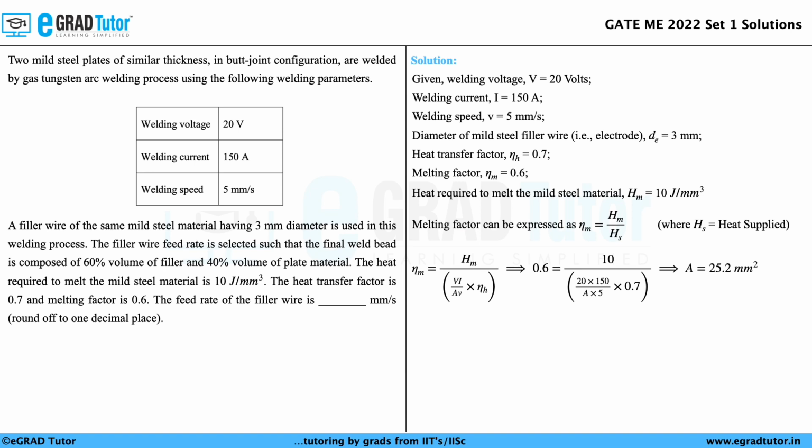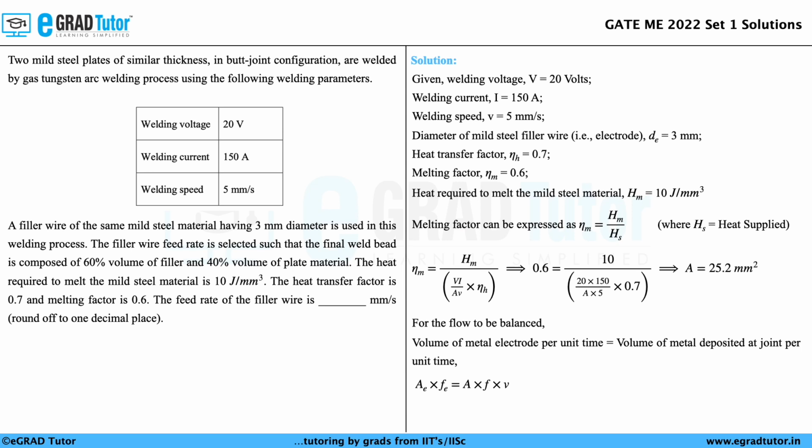Substituting the corresponding values, we will find the unknown value of area of the filler wire A as 25.2 mm square. Now, for the flow to be balanced, the volume of metal electrode per unit time should be equal to volume of metal deposited at joint per unit time. So, rewriting these expressions, we have AE into FE should be equal to A into F into small v.